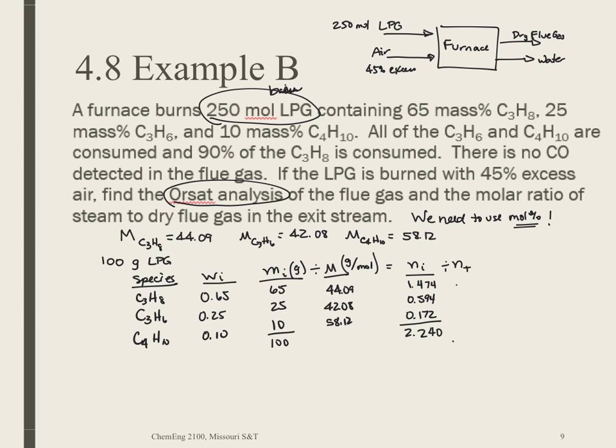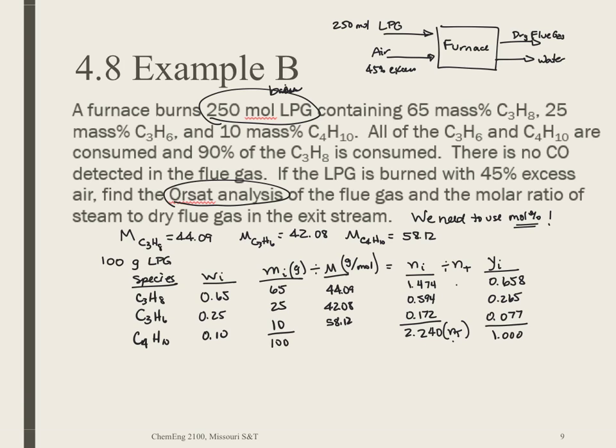Divide each of these by the total number of moles. This is NT, total number of moles, and that will give me the mole fraction. We'll call it Yi. So 1.474 over 2.240 is 0.658. And continuing with this, I end up with those as my mole fractions. And it's always a good idea to just add at the end and make sure that they do in fact add up to 1. If you get a one-digit error in your last place here, that's probably fine. That's just a round-off error. So now we have the mole composition of the feed.